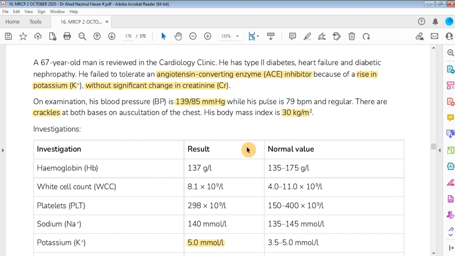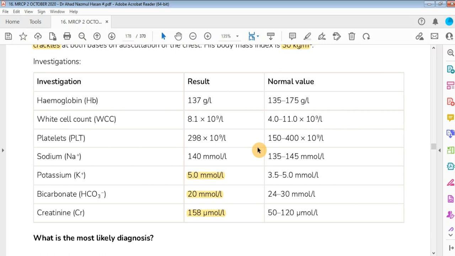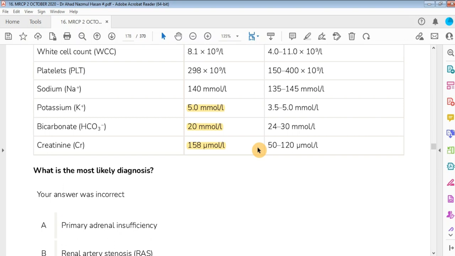On examination, BP 139/85, pulse 79 and regular. There are cataracts. On auscultation of the chest, body mass index is 30. Hemoglobin 137. WBC normal, platelets normal, sodium normal, potassium 5, bicarbonate 20, and creatinine 158.